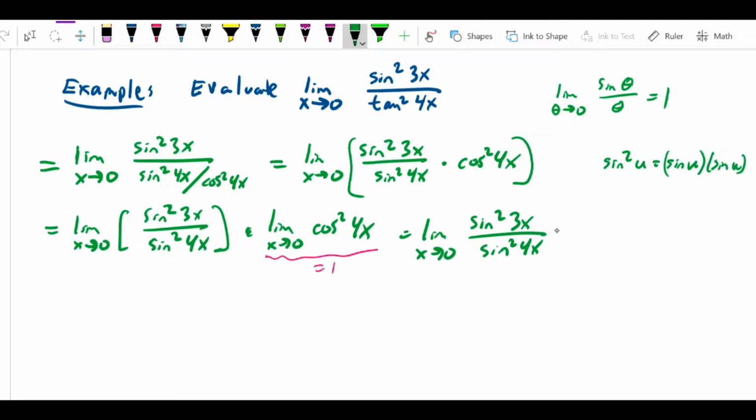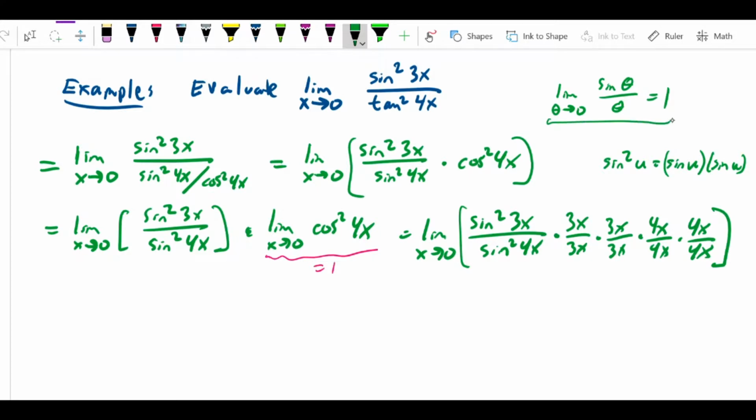So what I have on top are 2 factors of sine 3x, and on the bottom I have 2 factors of sine 4x. So let's rewrite this, let's just multiply here by 3x over 3x times 3x over 3x times 4x over 4x times 4x over 4x. I'm just putting in enough factors of 3x and 4x that I'm going to be able to put the whole thing in this form and clear out all the 3x's and 4x's.